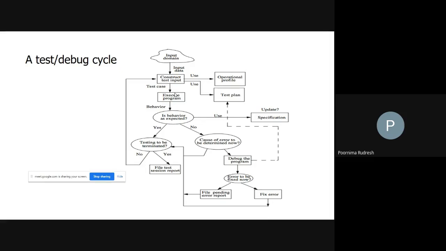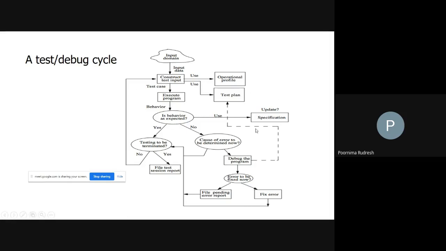To check whether the program is executing and giving the output according to the given specification or not, that is represented here as "is behavior as expected." What it indicates is that we are identifying whether the program is giving the output according to the specified requirements or the expected output or not.